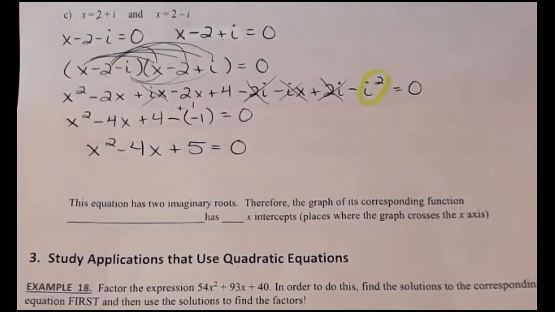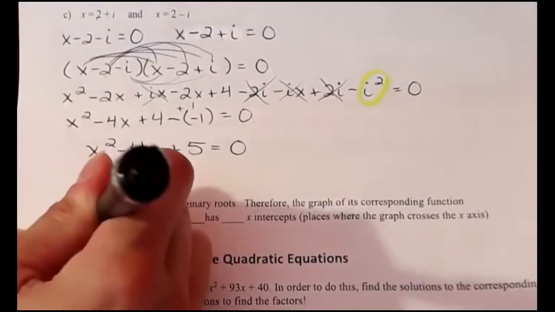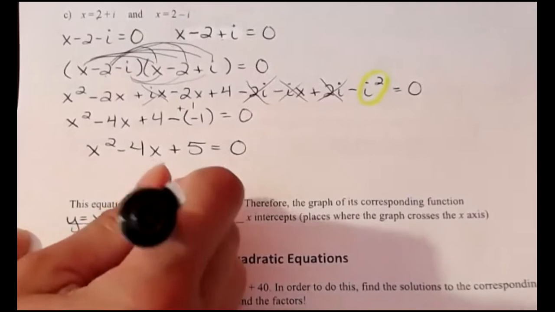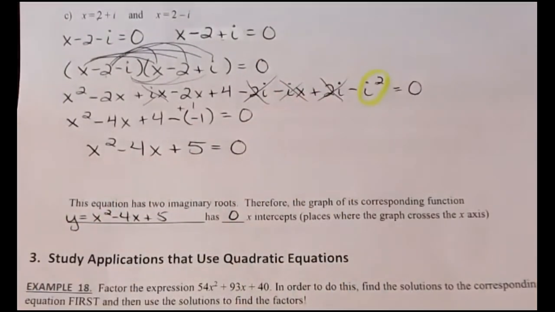And that is how you proceed through this problem, even though we had imaginary roots. The corresponding function to this problem is y is equal to x squared minus 4x plus 5. And again, it has 0 x-intercepts because it doesn't cross the x-axis. It has 2 imaginary roots. Okay. Hopefully that made a heck of a lot of sense.